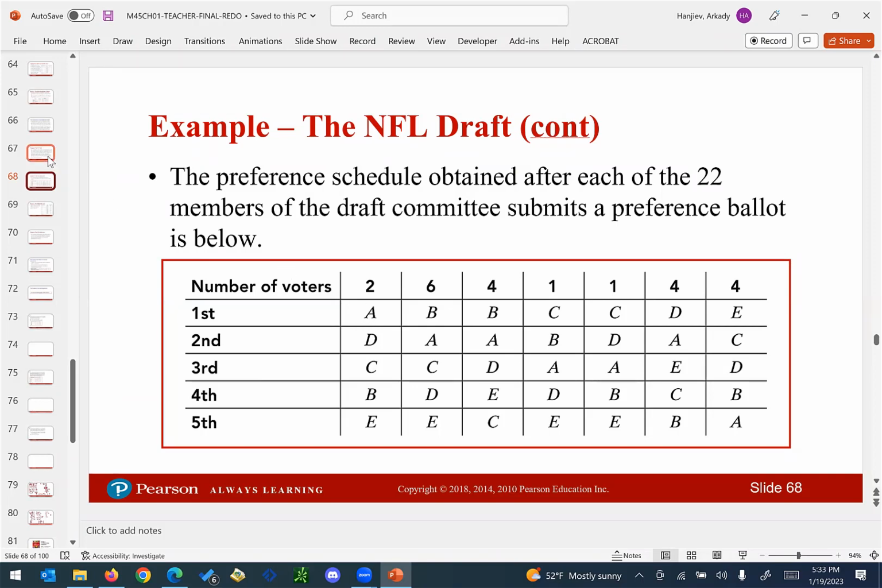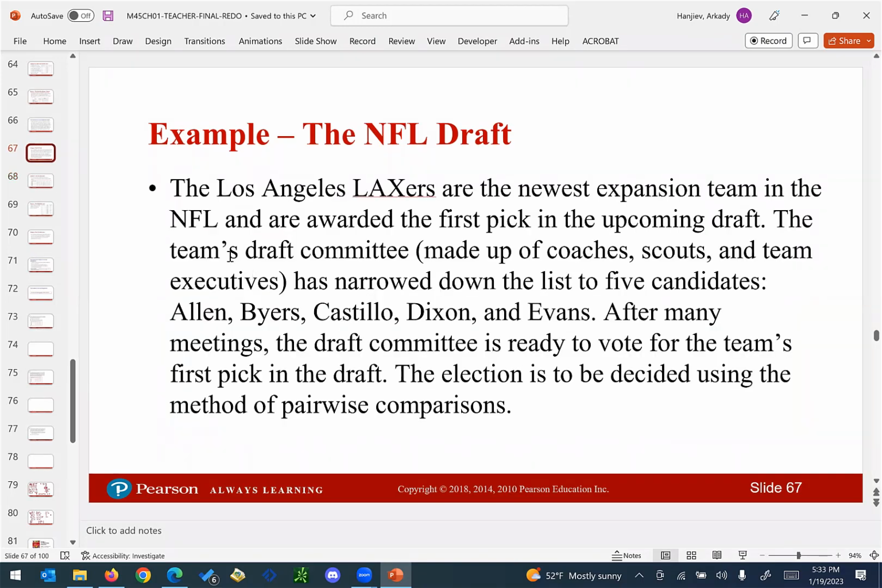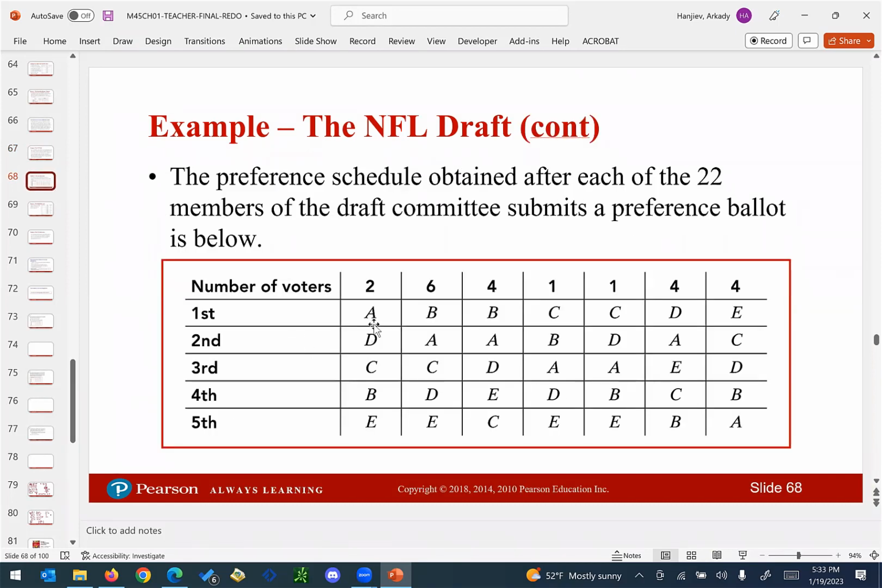And so let me get the names here real quick. So Allen, Byers, Castillo, Dixon, Evans. There it is. Okay, so the pairwise comparison test is we're going to compare A to B. And so let's go with this one. Let's do this one together here. Let's see. A compared to B. That's what we're going to do.